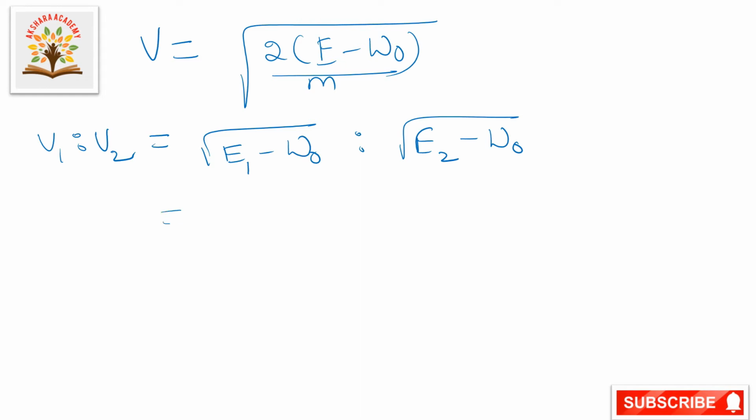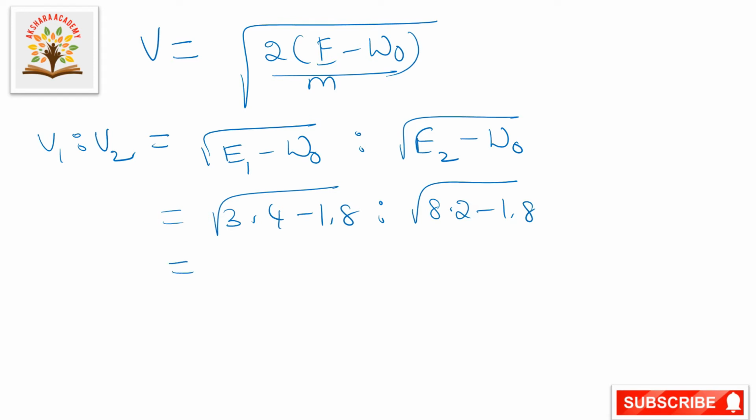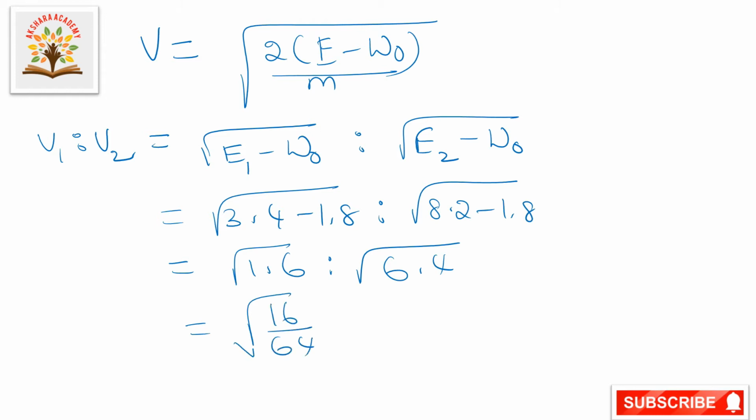Now substituting values, 3.4 minus 1.8 is to 8.2 minus 1.8. So that equals root of 1.6 is to root of 6.4. This can be written as root of 16 by 64. 16 ones are 16, 16 fours are 64, so it is 1 by 4. Root of 1 by 4 is 1 by 2. So the ratio of maximum speeds V1 is to V2 equals 1 is to 2. Okay. We'll go to the next question.